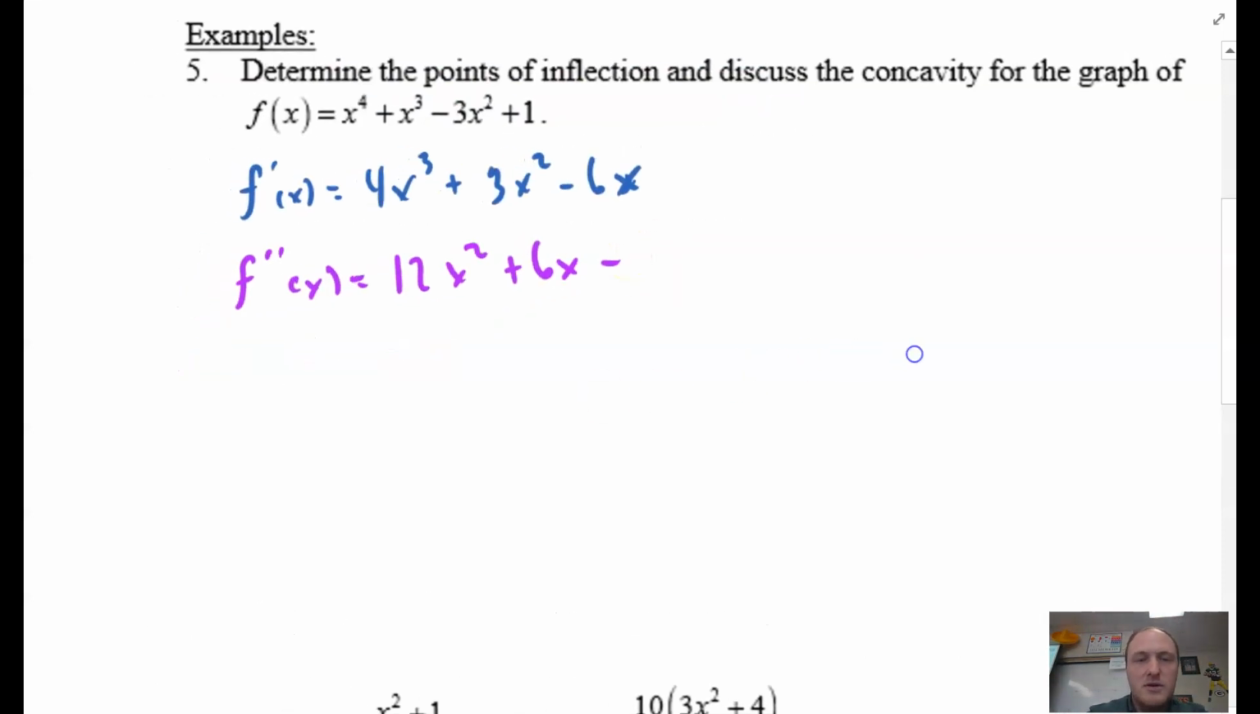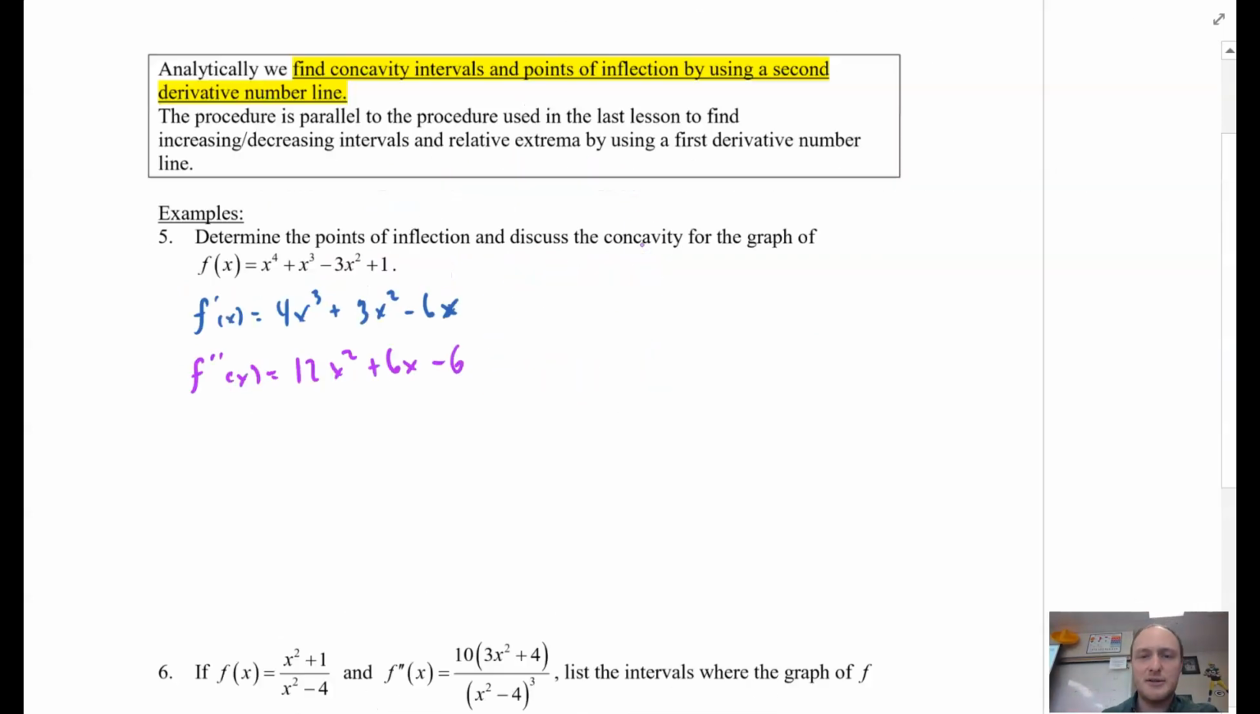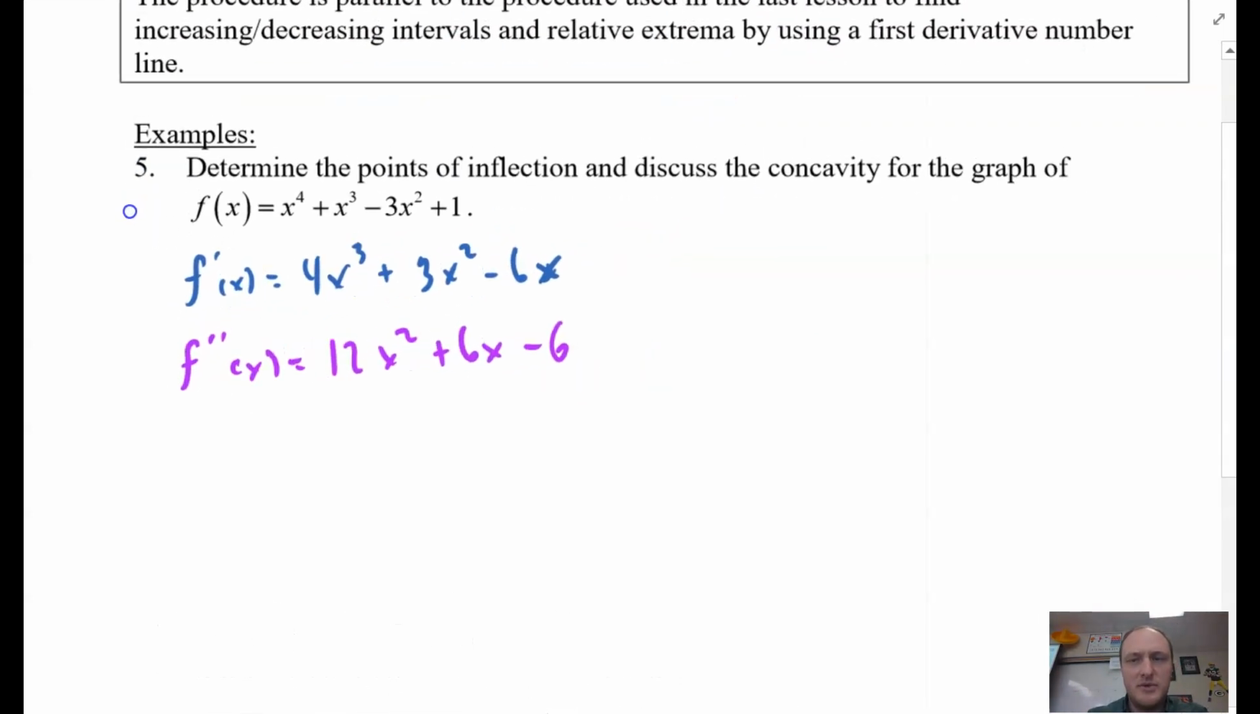Whoa. Minus 6. Really doesn't want to be that zoomed in.